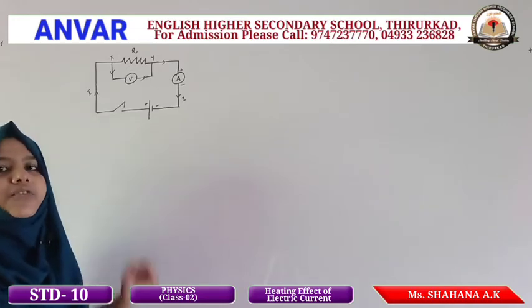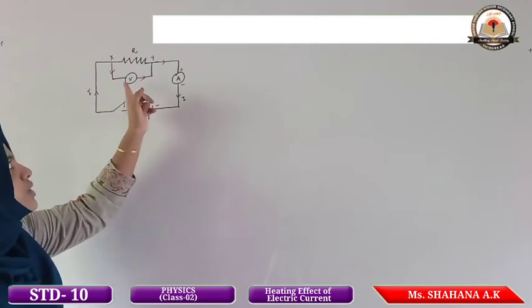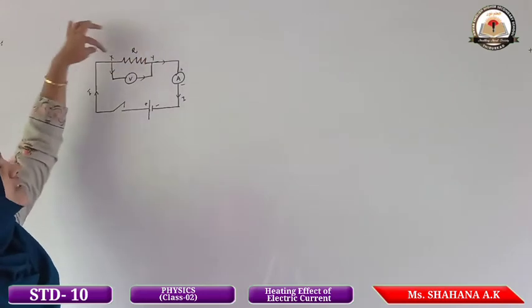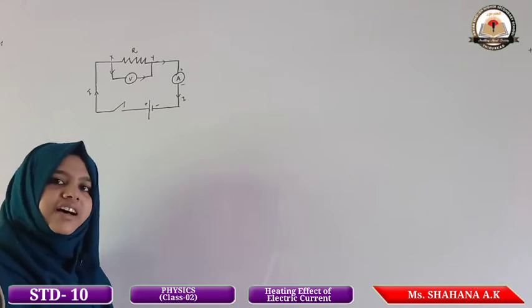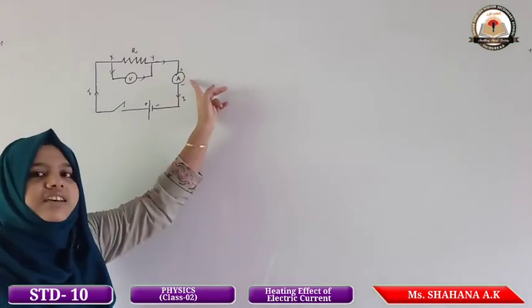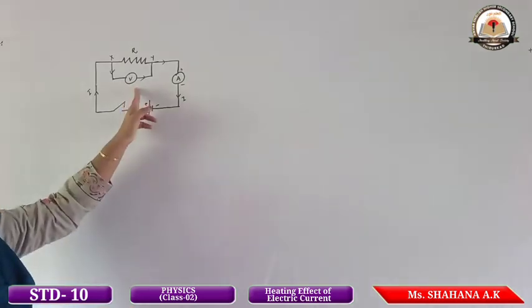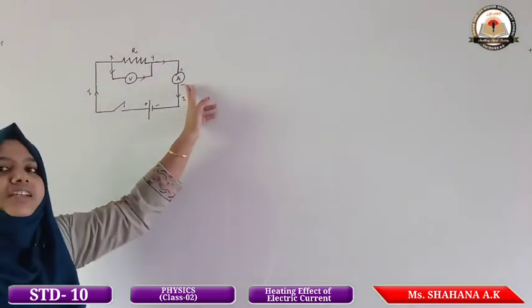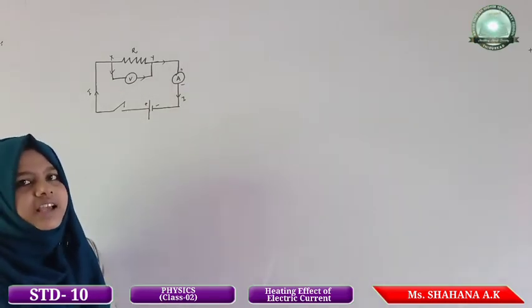From this circuit, we can find the potential difference by measuring the voltage using this voltmeter that we have connected between the ends of this resistance. Here we are using nichrome wire as the resistance. Then the current can be measured using this ammeter. Don't forget that the voltmeter is connected in parallel to the resistance and the ammeter is connected in series in this circuit. Those things we have already studied.